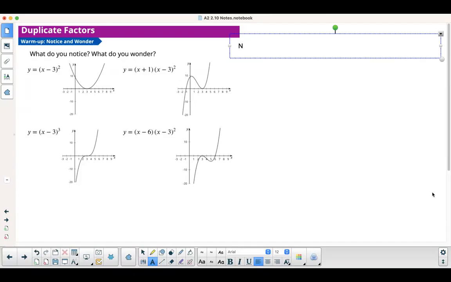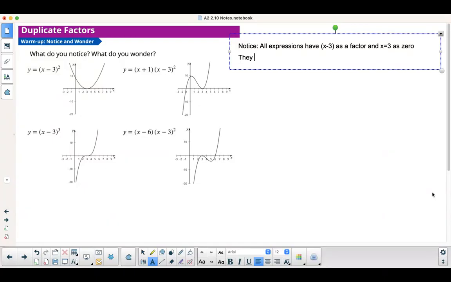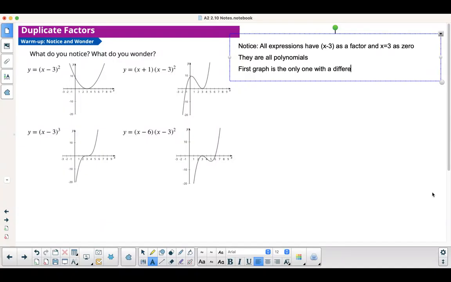All right, so let's write down some notices. So I notice all expressions have x - 3 as a factor, and x = 3 as a zero. And a zero is an x-intercept. They're all polynomials. The first graph is the only one with a different end behavior. All the other ones are pretty much the same end behavior.